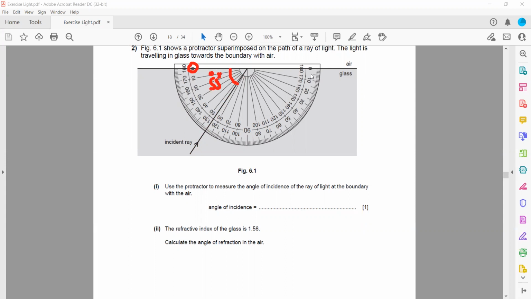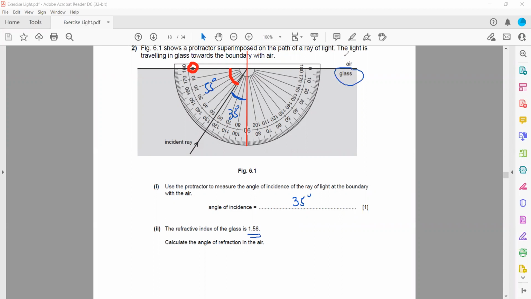So the question is, what is the angle of incidence? What is this angle? Because angle of incidence is always from the normal. So normal and incident. If this angle is 55 on the left hand side, what will be the angle between the incident and the normal? It will be 90 minus 55, which is equal to 35. Yeah, that's right. So angle of incidence is 35. When you write 35, you will get 1 mark. Then the refractive index of the glass is 1.56. Calculate the angle of refraction.